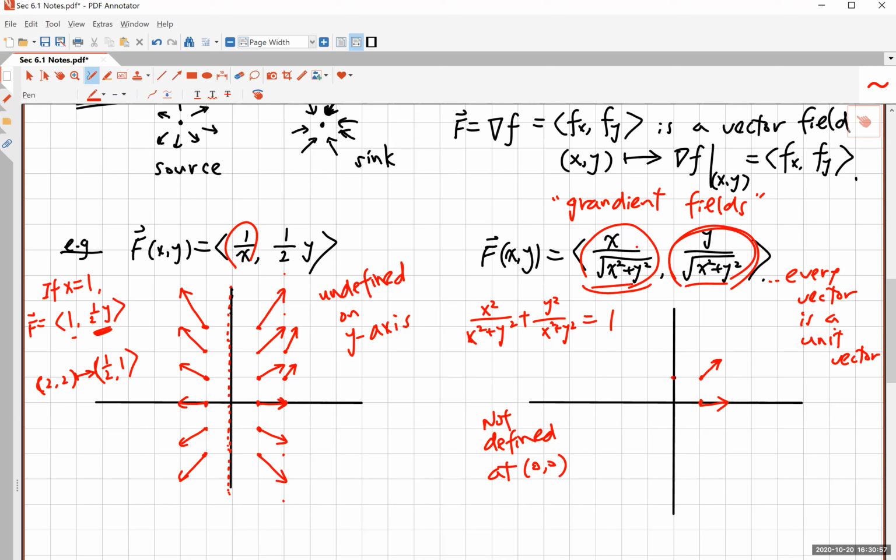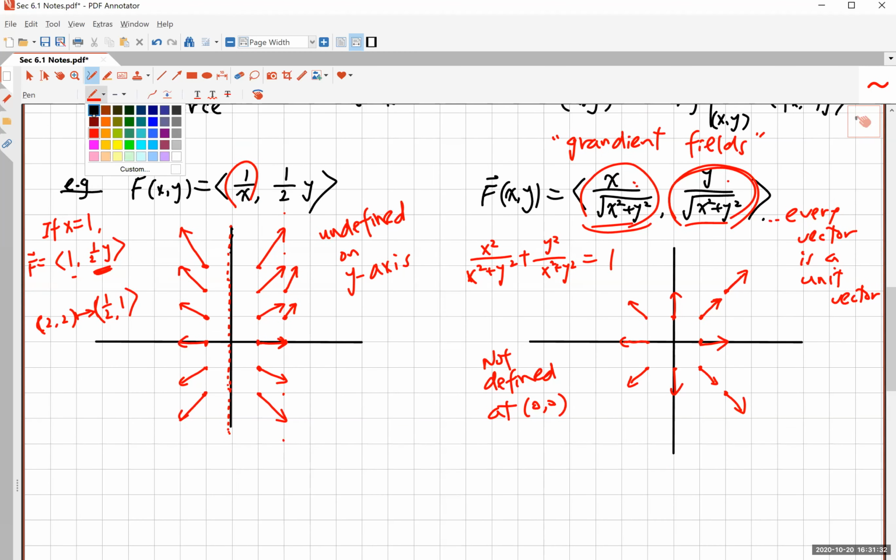At this point, 0, 1, the vector will be 0, 1. And so you will see that here, all of these are going to be unit vectors, as I said before. And even at this point, let's say 2, 2, it'll be in the direction of 2, 2, right? But it'll still be a unit vector. It's not going to be as long as in other cases here, right? So every vector will be a unit vector going away from the origin, okay? So that's the kind of vector fields we are talking about.